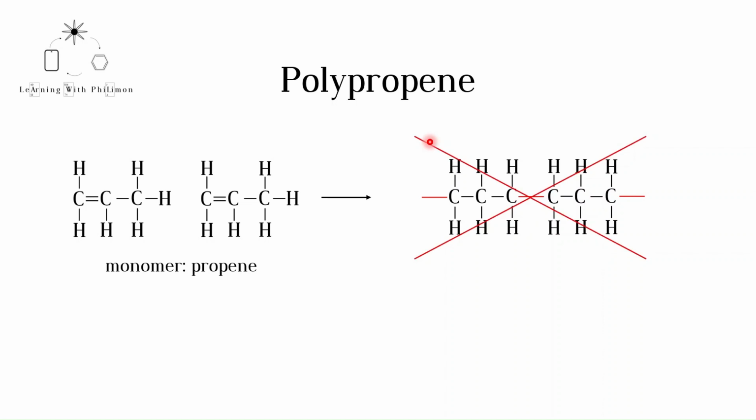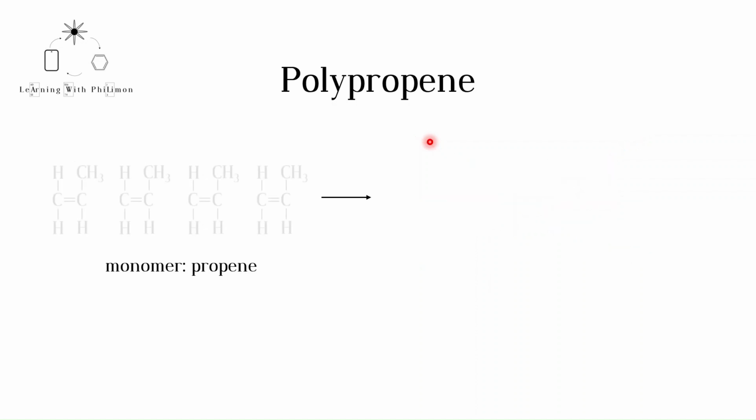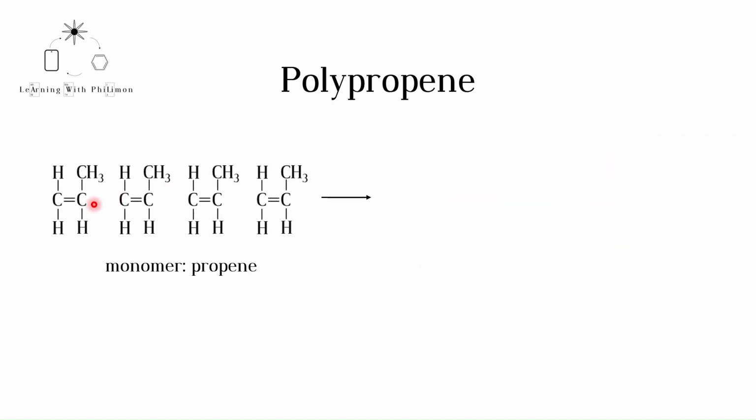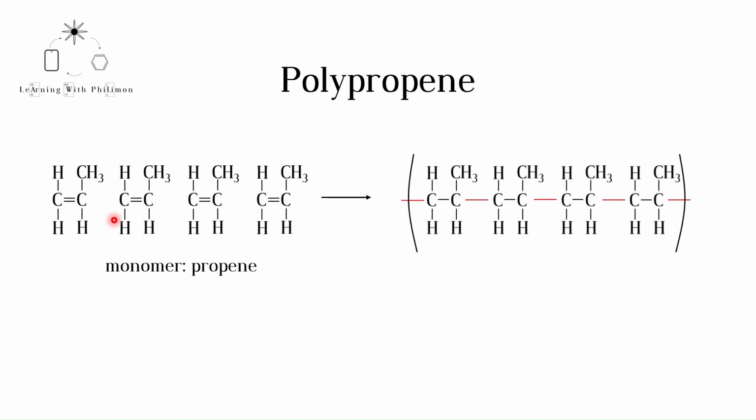My recommendation when drawing monomers is to draw the 2 carbons involved in the double bond on the plane, as seen here, and any other groups bonded to these carbons above and below. This makes it easier to see which carbons bond to make the polymer. As can be seen, the CH3 group is not involved in the bonding between the monomers.